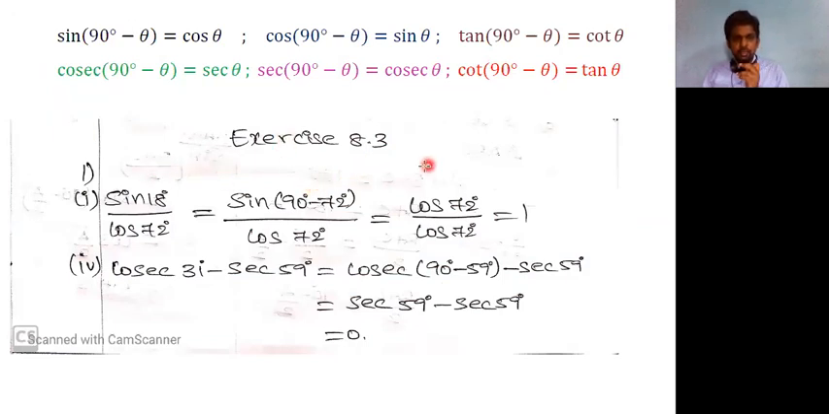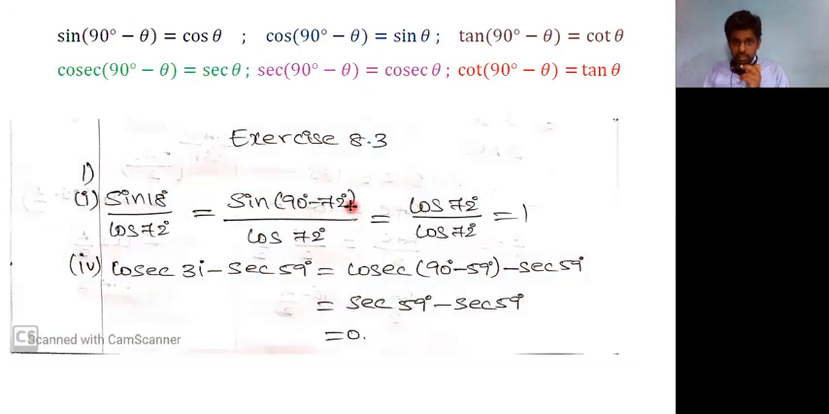Exercise 8.3. First sum, we have to evaluate sine 18 divided by cos 72. So we know the values of sine 30, 45, 60, 90, 0. We don't know any other angles. So here it is given as sine 18 divided by cos 72. So how do we check that? Using complementary ratios. So sine 18 can be written as sine 90 minus 72, right?